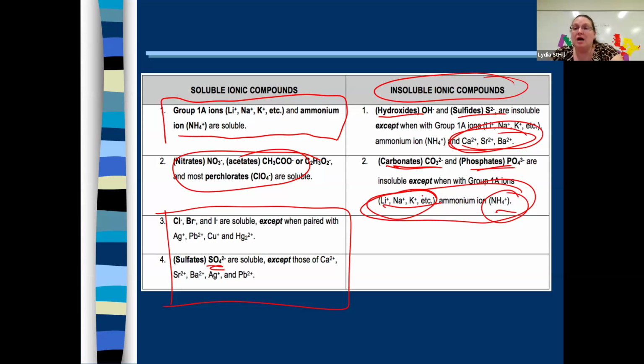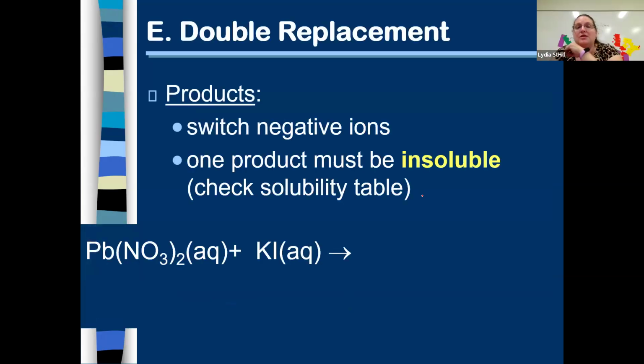So these rules apply. You have to figure out, swap their partners, rebond them appropriately with their charges, and then compare them to the rules to figure out is somebody soluble or is somebody insoluble. So looking here, we're going to look at lead nitrate and potassium iodide. So let's go ahead and flip back over to the board so that we can work this out. Again, we're not changing charges on these.